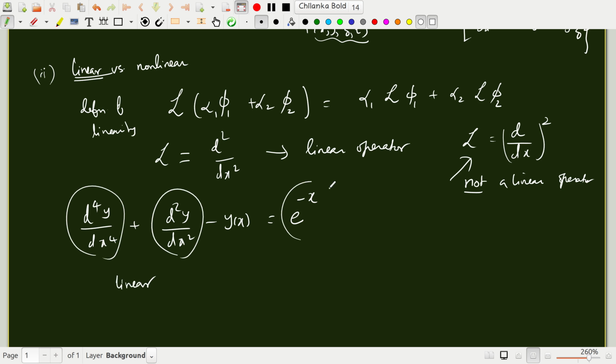Now the right side has e to the minus x. E to the minus x is a nonlinear function of x, but x is an independent variable. It's known.